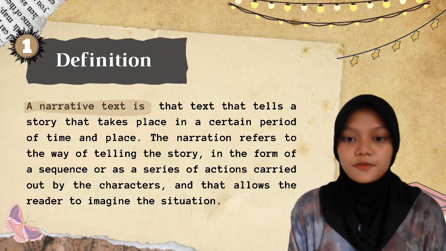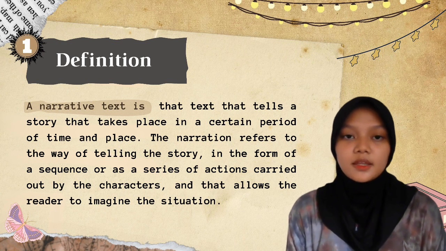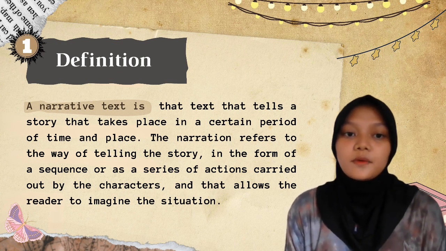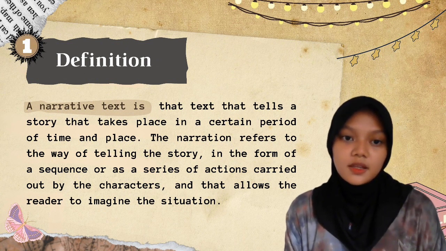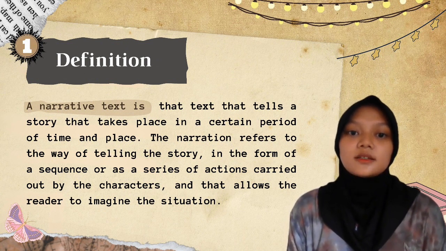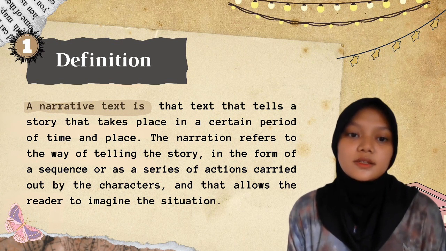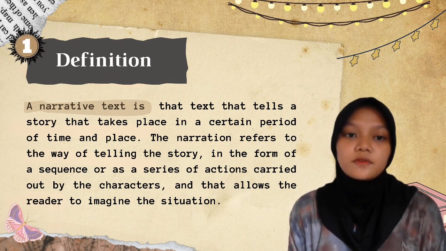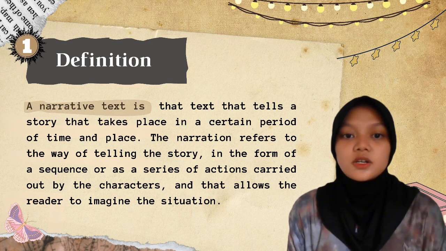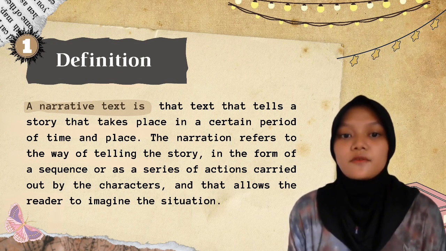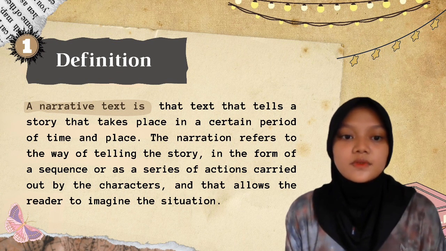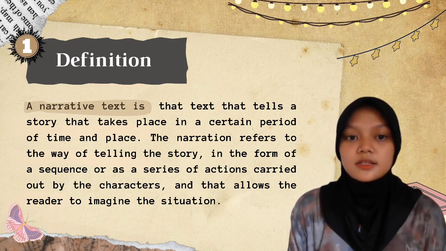Okay, thank you to the moderator for giving me an opportunity. I will explain the definition of narrative text. A narrative text is a text that tells a story that takes place in a certain period of time and place. The narration refers to the way of telling the story in the form of a sequence or a series of actions carried out by the characters, and that allows the reader to imagine that situation.